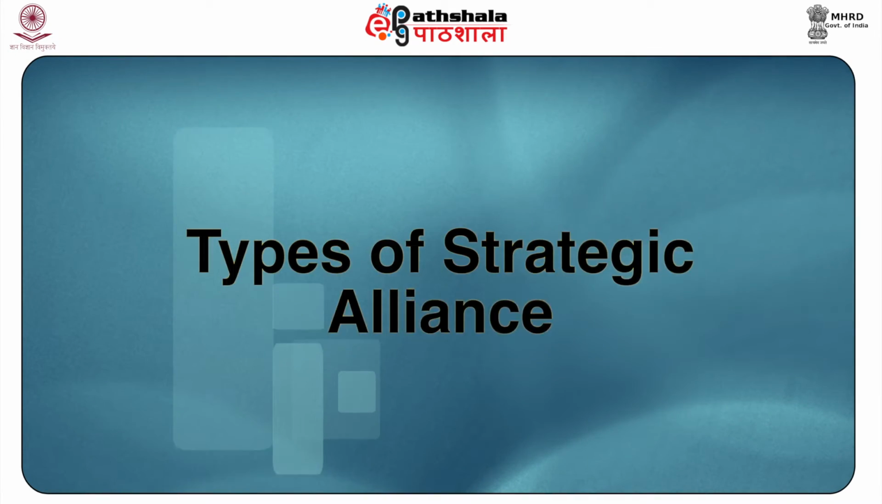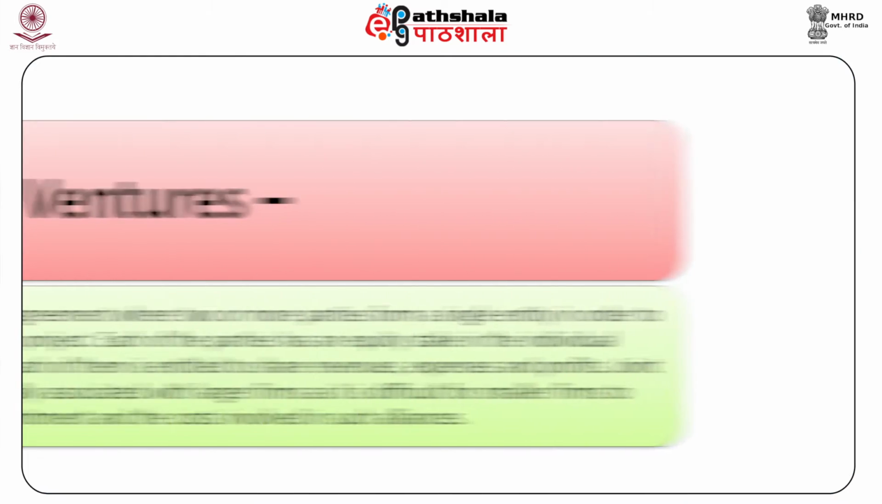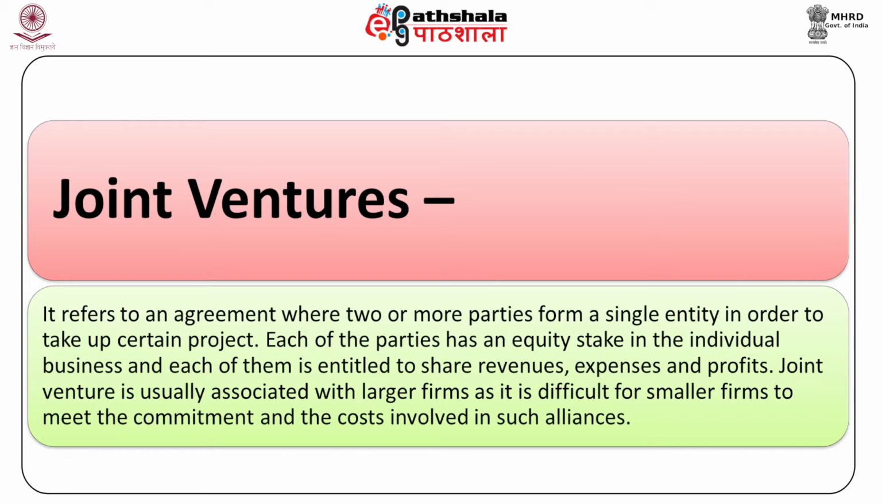3.3 Types of strategic alliance. Strategic alliances are of following types. First, joint ventures. It refers to an agreement where two or more parties form a single entity in order to take up certain projects. Each of the parties has an equity stake in the individual business and each of them is entitled to share revenues, expenses and profits. Joint venture is usually associated with larger firms as it is difficult for the smaller firms to meet the commitment and the cost involved in such alliances.